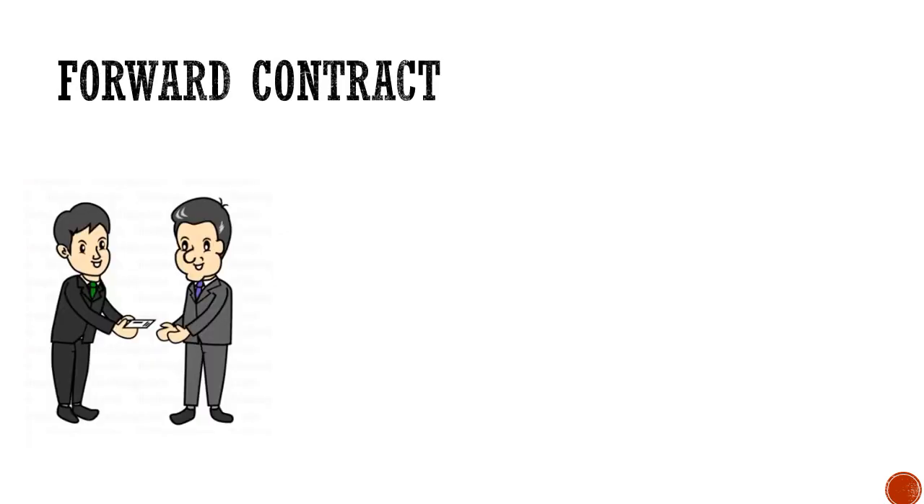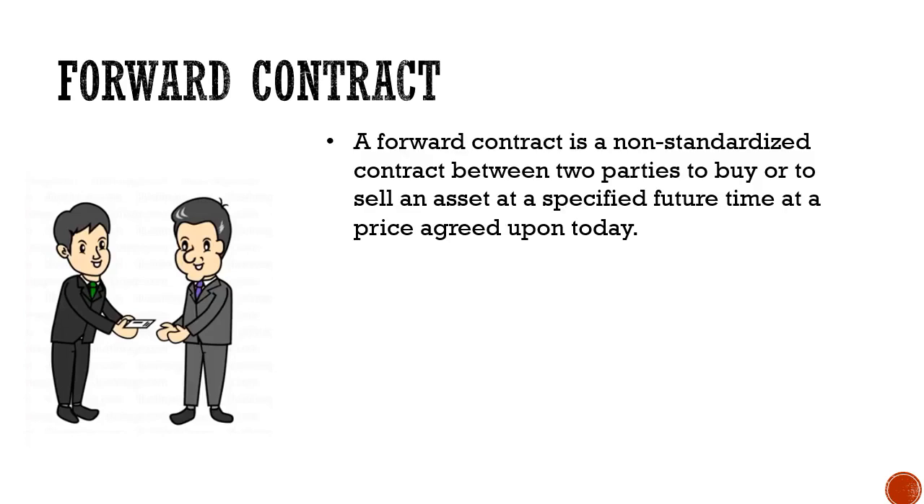Okay, the next type of derivative that we need to learn is the forward contract. Now, what is a forward contract? A forward contract is a non-standardized contract between two parties to buy or sell an asset at a specified future time at a price agreed upon today. Now, this is similar to your future contract, but here mostly the contract takes place between arbitrators. Now, an arbitrator is a person who buys from one and sells to someone else, thereby earning a profit.